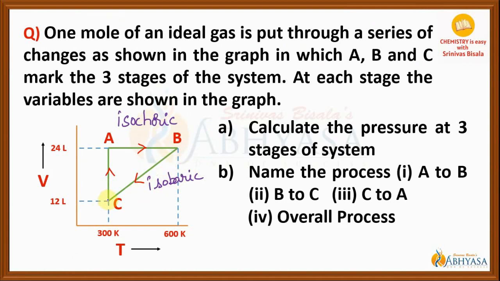Then let's see what is happening from C to A. Here the temperature is constant. Wherever temperature is constant, that one we call as isothermal process. And see what is this overall process? A to B, B to C and C to A. The system is coming back to the original state after a set of changes, and that is nothing but the definition of a cyclic process, isn't it?